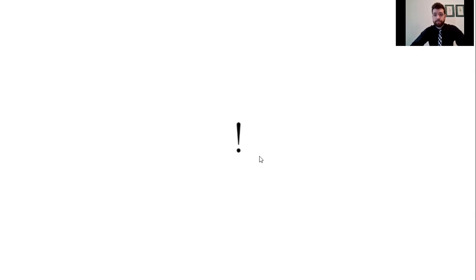And this is the symbol that means factorial. So typically, what that means is you multiply a number times that number minus 1 times that number minus 2 all the way down to 1.